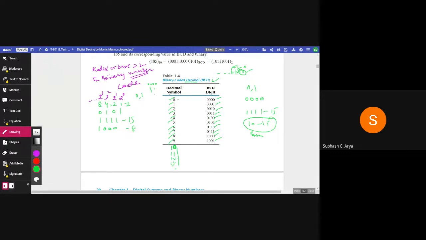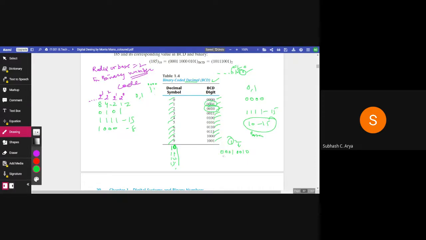So BCD number goes from 0 to 9 only, but suppose I want to write 12. How to write this 12 into BCD number? It is straightforward. How? 2 is represented like this, 0 0 1 0, and 1 is represented like this. So you write 0 0 0 1.